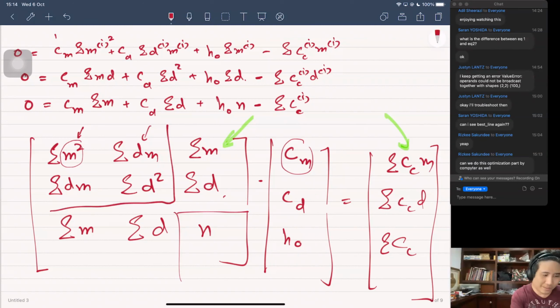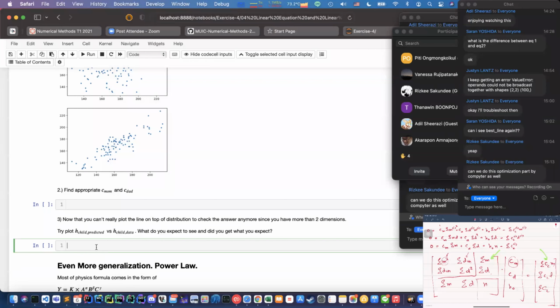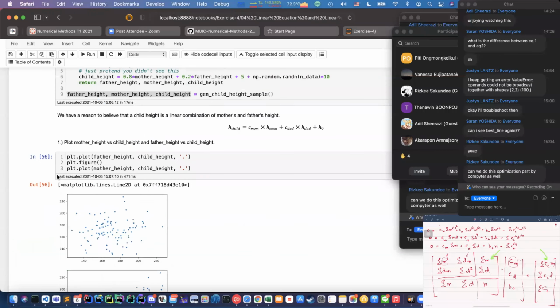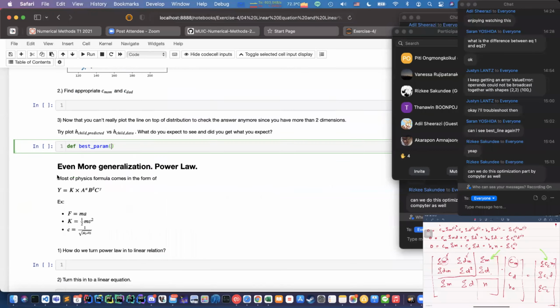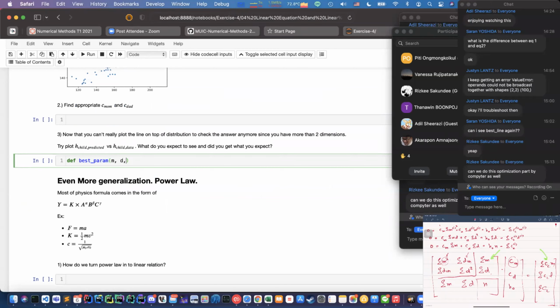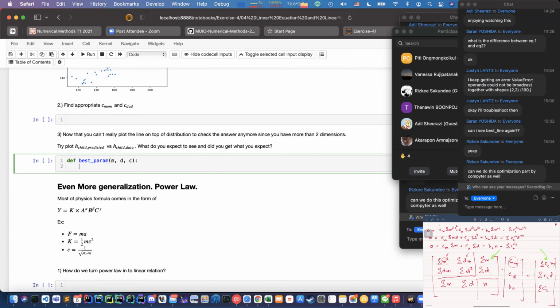So let me switch to this. Where is the full screen? There. Okay. So let's see the best per round. Then we put in all the data: the mom height, M and D, mom, dad, and child. So we want the what?